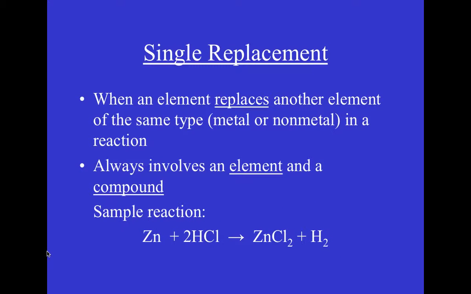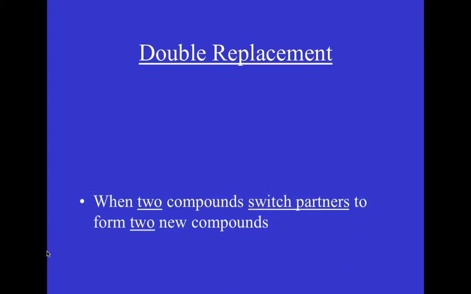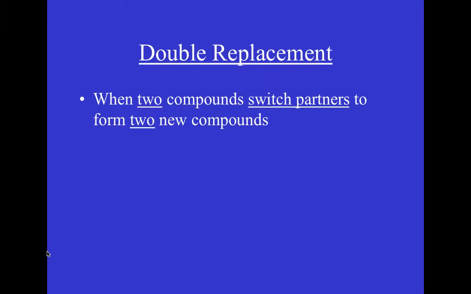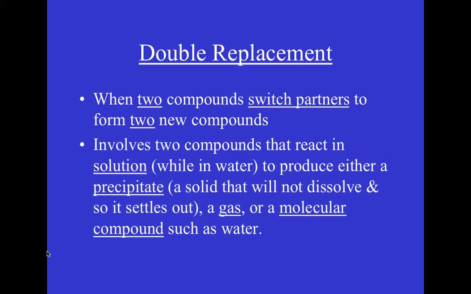The last type is double replacement. Double replacement happens when two compounds switch partners to form two new compounds. And there's usually something else going on here. We get two compounds that react in solution, so while they're dissolved in water, they can produce a precipitate, which is a solid that doesn't dissolve, a gas that will bubble out, or a molecular compound like water.